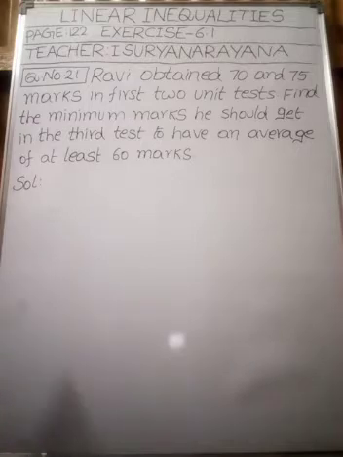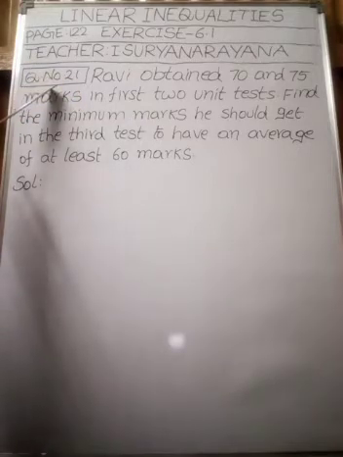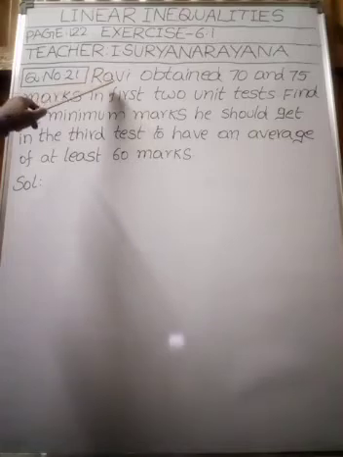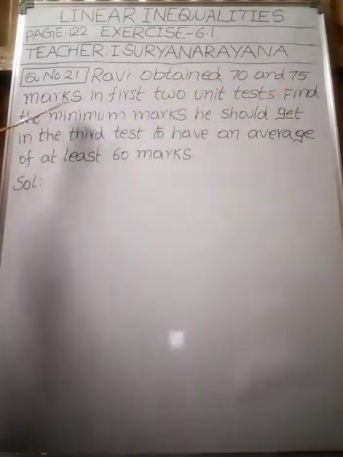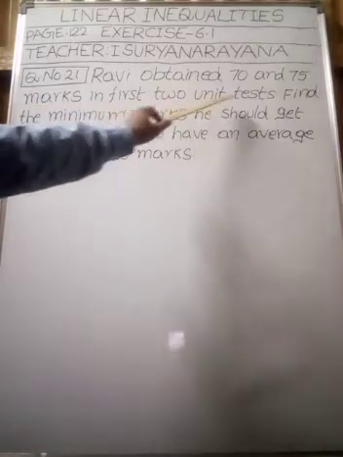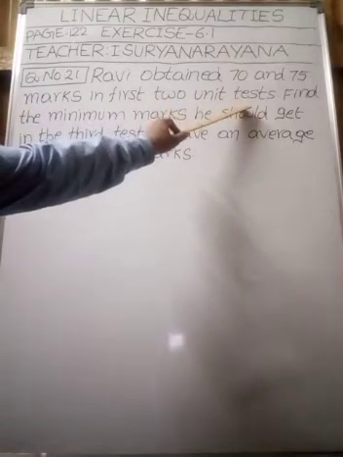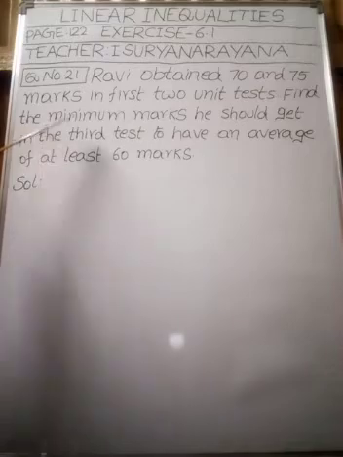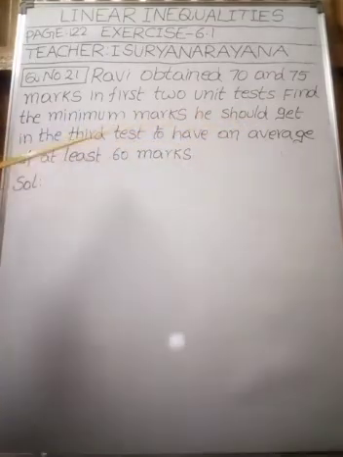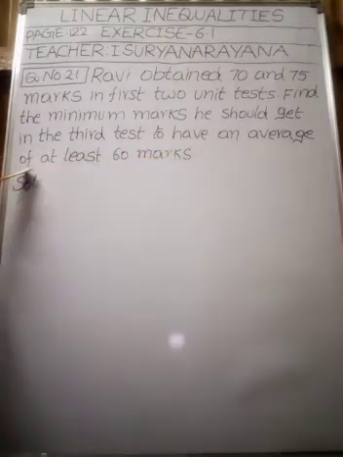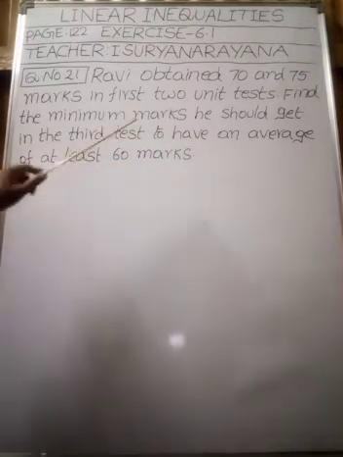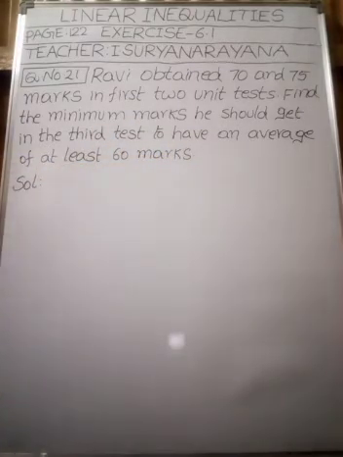Okay, my children? Right. Now come to question number 21. Ravi obtained 70 and 75 marks in the first two unit tests. Find the minimum marks he should get in the third test to have an average of at least 60 marks. Understood this question, my children?